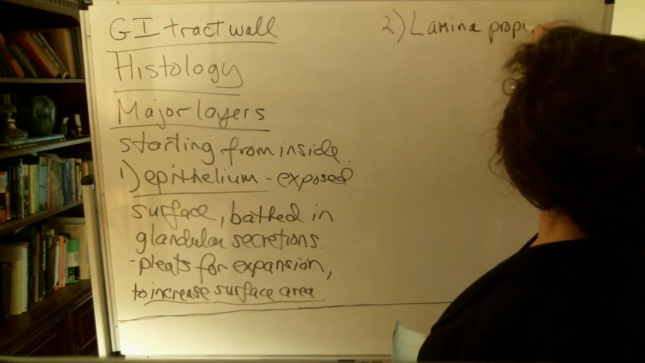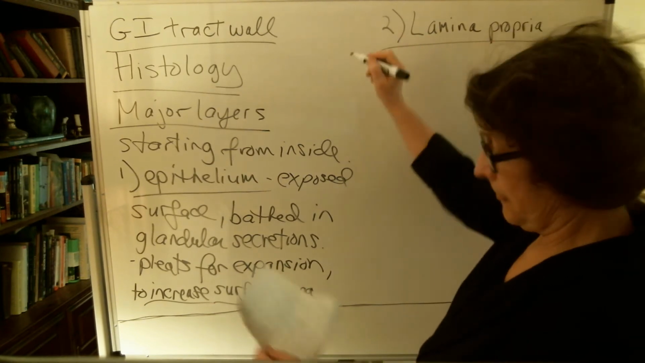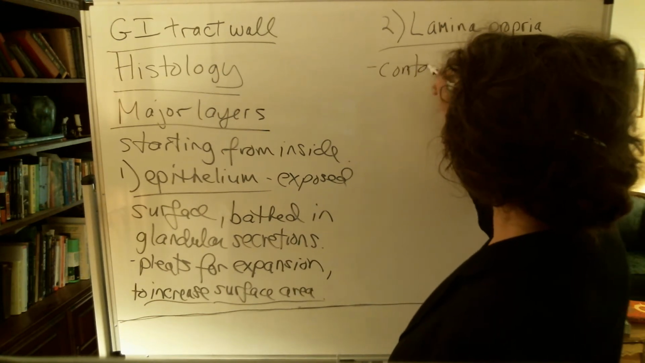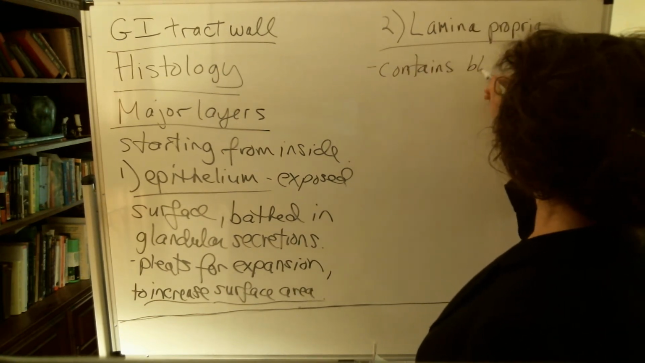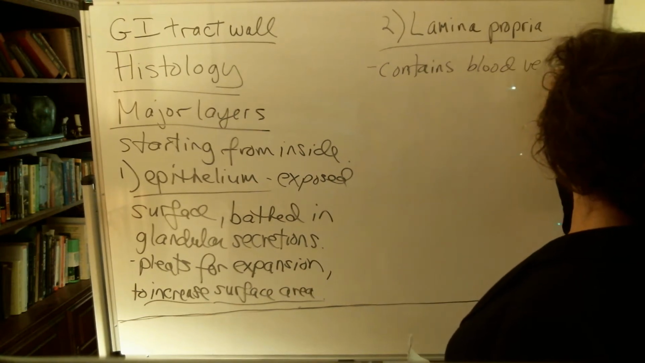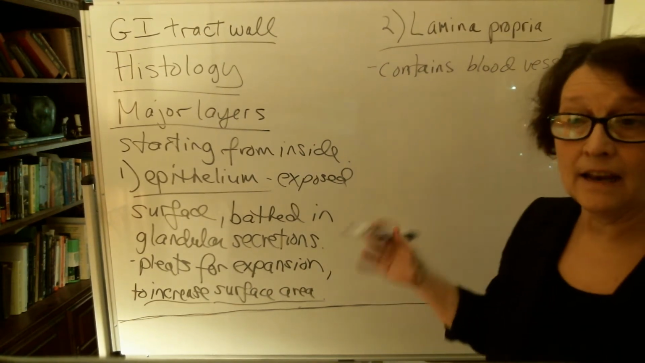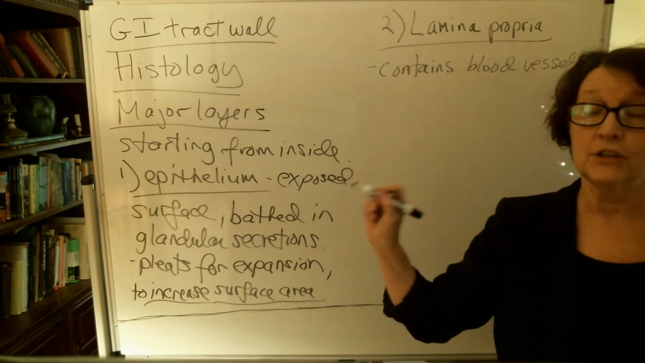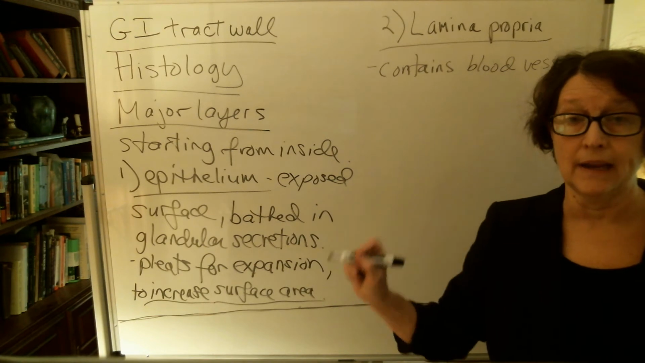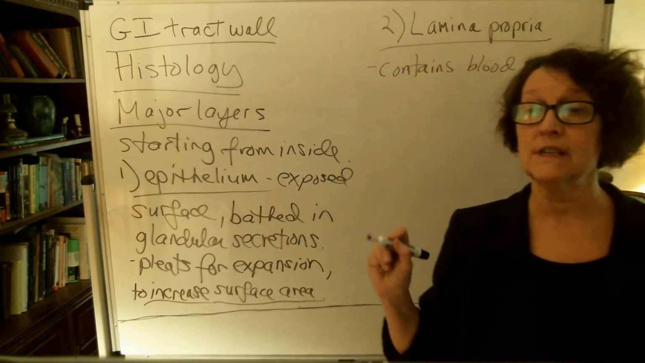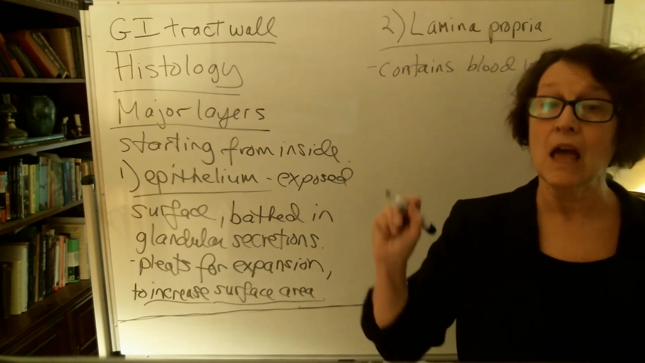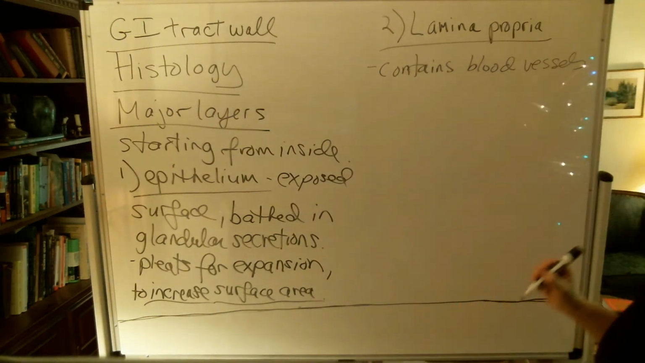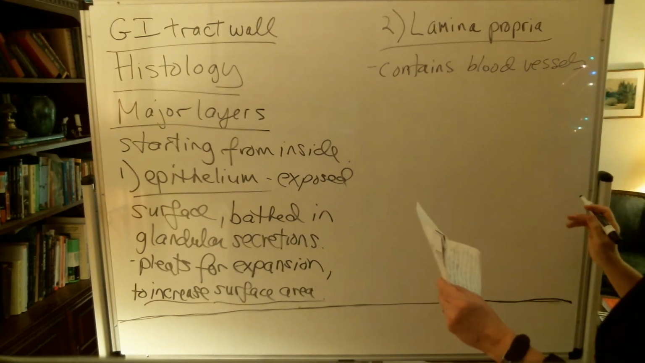The next layer then is called the lamina propria. And this contains blood vessels. Again, of course it does. You remember from ANP1, epithelial tissue does not have its own blood supply, but it still needs nutrients, it still needs oxygen supplied by the blood. Where does it get it? From the next layer of tissue over, in this case, the lamina propria. So the lamina propria contains blood vessels.